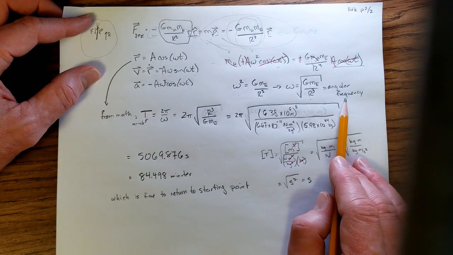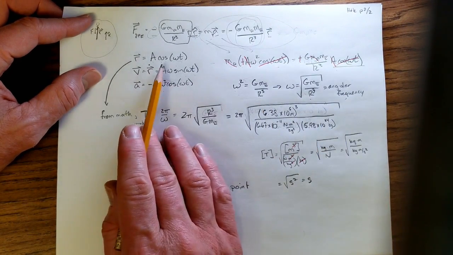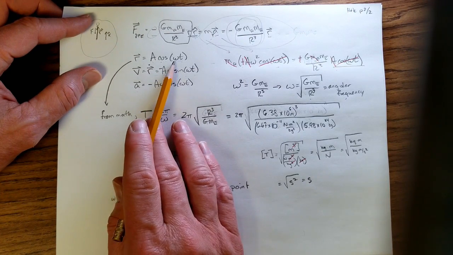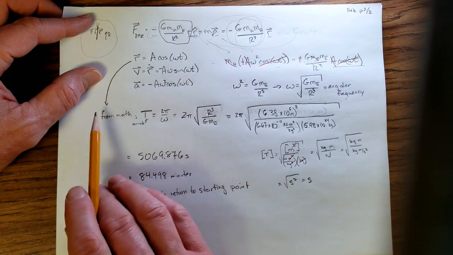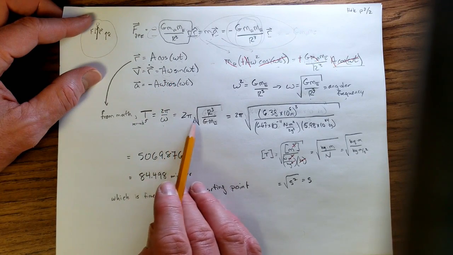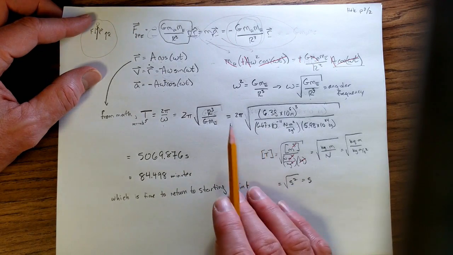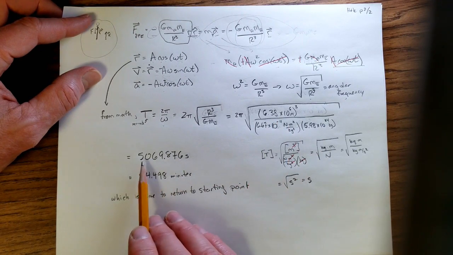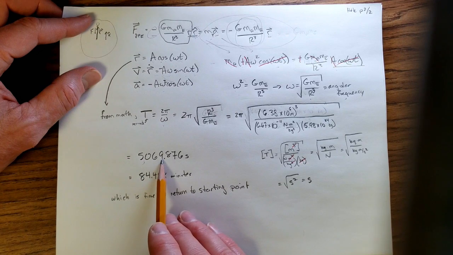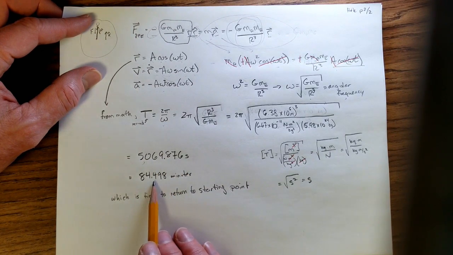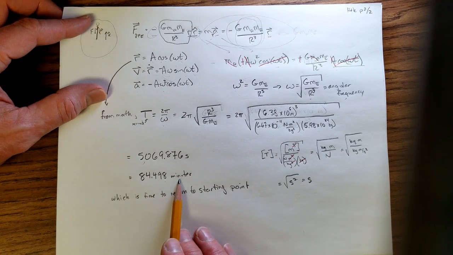That's the angular frequency. Now from math class, when I have a trig function like this, the period is just 2 pi divided by omega, and so therefore it's 2 pi times the square root of big R cubed over G mass of the earth. And then at this point, plug in the numbers, and we end up with 5,069.876 seconds, which is 84.498 minutes, so just under an hour and a half.